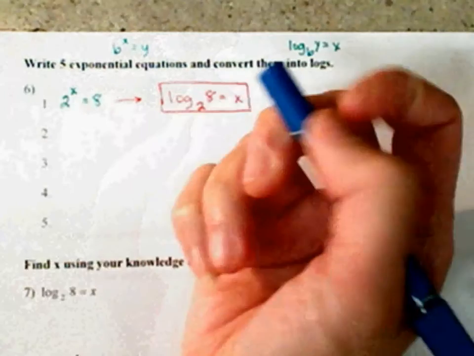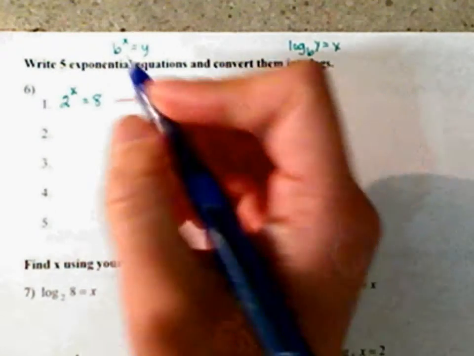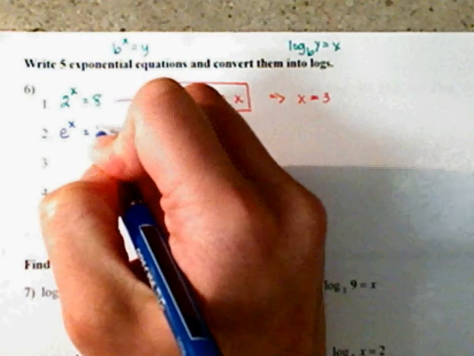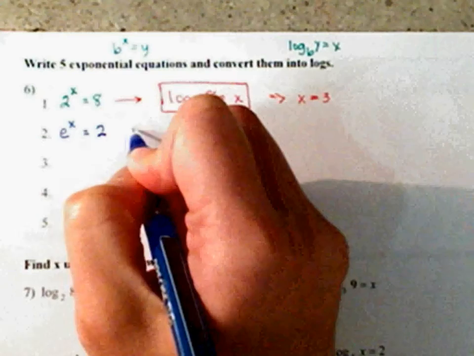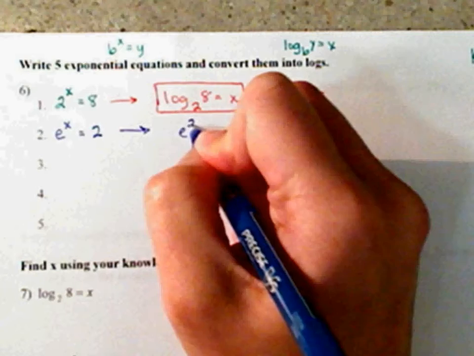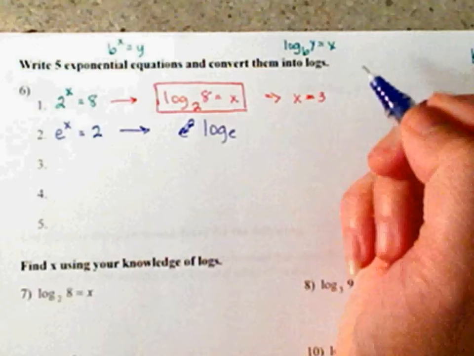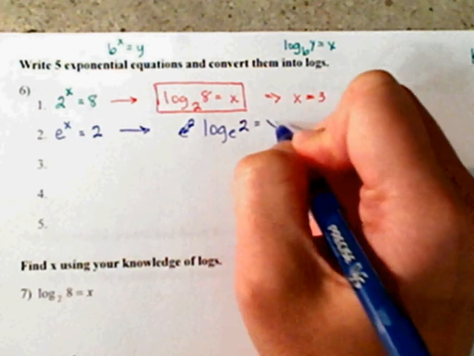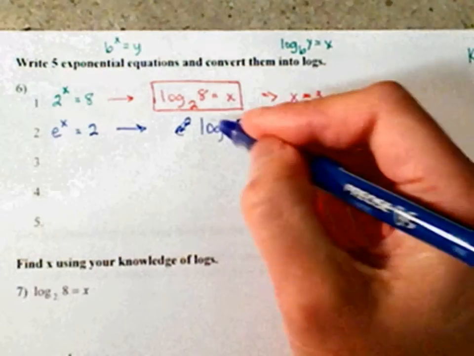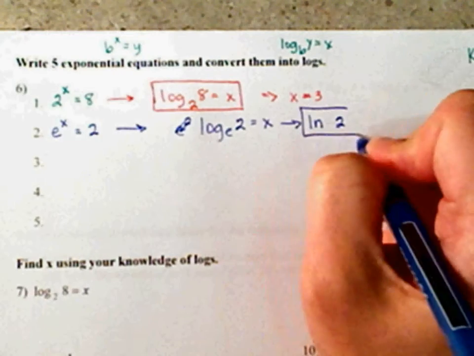Number 2, here's another example that you can write, okay? How about log base e of x is equal to 2? How would you write that in exponential form? Base e, so you would go e to the second, excuse me, log base e of 2 is equal to x. Now, you can leave it like that, but I would really prefer you to convert log base e to natural log of 2. So this is what I'm looking for right here.